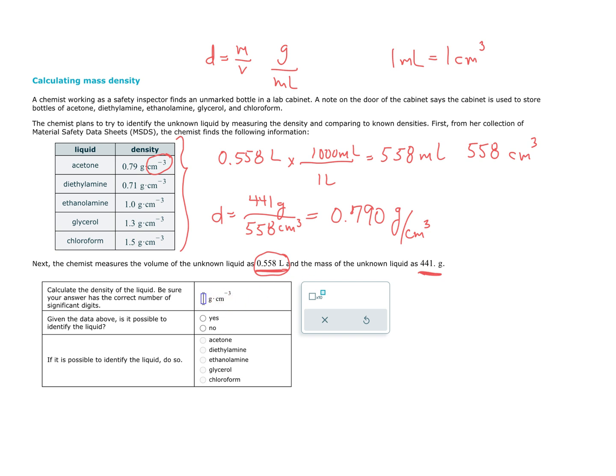Then we can go and look at the list to see that this looks pretty close to acetone. So I would say, yes, I can identify what that liquid is. And I could say I'm pretty sure it's acetone based on that density.